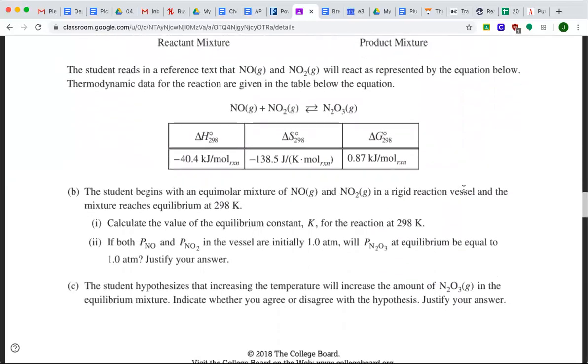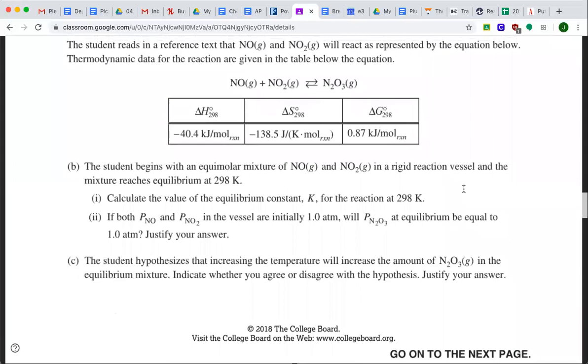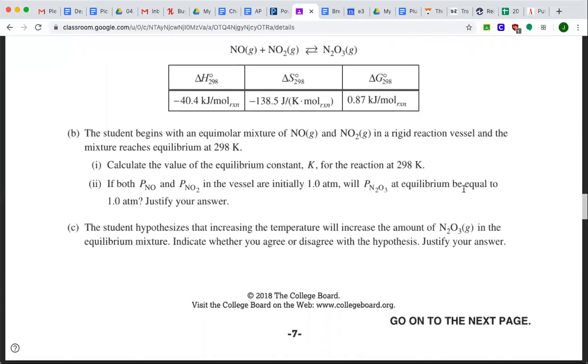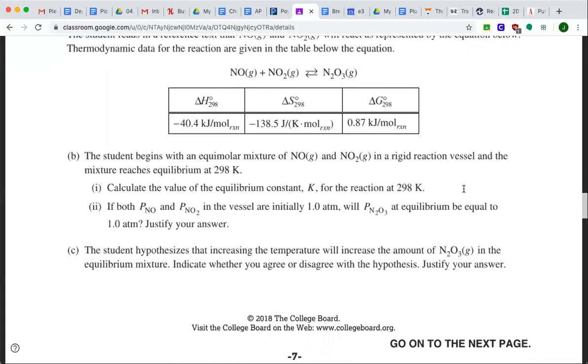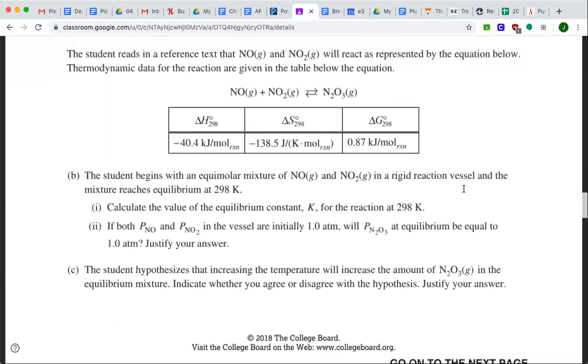Okay, so the student reads in a reference text that NO and NO2 will react as represented by the equation below. Thermodynamic data for the reaction are given in the table below the equation. Great. This one I won't do here because this has been a shortened AP curriculum and this material won't be covered on the test. So part B we're going to leave out, but part C we are going to do.